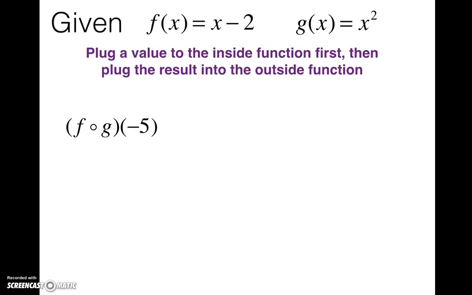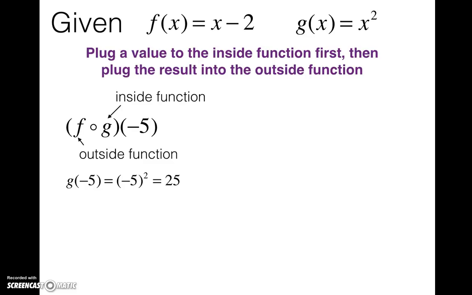So let's say we have two functions, f of x is equal to x minus 2, and g of x is equal to x squared. The way you do this is you plug a value into the inside function first, then plug the result into the outside function. So I bet you're wondering which one is the inside function. The inside function is the letter closest to the number. So in this situation, we have f of g of negative 5. You plug the negative 5 into the g function first.